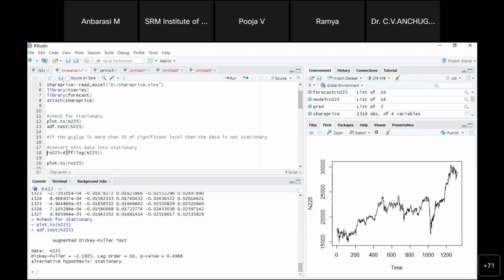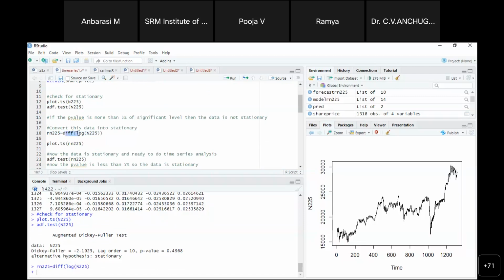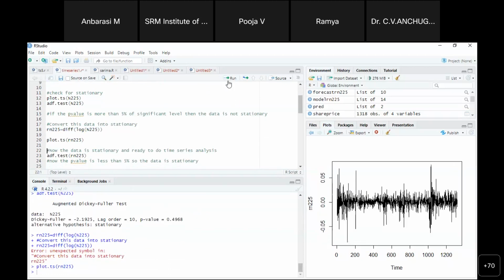Then we have to convert the given data into stationary. By using the diff function, we will convert the given data into stationary and store it into a vector. Once you have done this, we can plot the data. When you plot this data, you see there is no uptrend, no downtrend. The entire series is the same; mean and variance value will be the same.